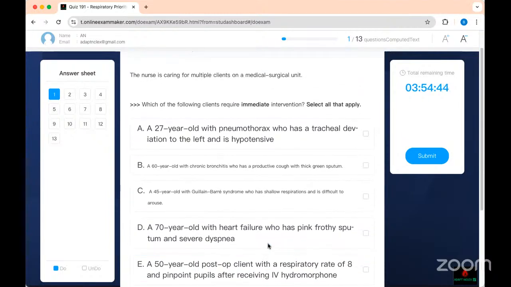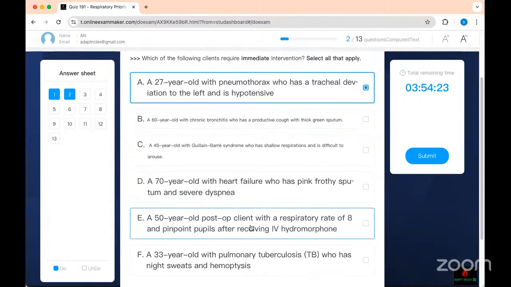A nurse is caring for multiple clients on a medical-surgical unit. Which of the following clients will require immediate intervention? Same thing. A 27-year-old with pneumothorax, tracheal deviation to the left. This is a problem, and hypotensive. That is someone having a tension pneumothorax.